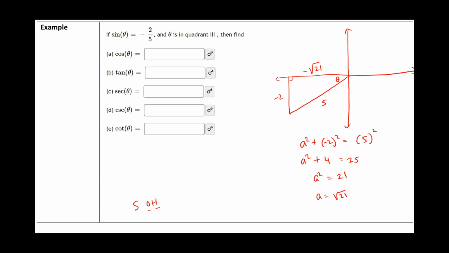So knowing this, cosine of theta is going to be adjacent over hypotenuse, that's negative radical 21 over 5. Tangent is opposite over adjacent. So for theta, I'm going to label these. The opposite is going to be negative 2. The adjacent side is connected to theta, and the hypotenuse is across from the right angle. So opposite over adjacent is going to be negative 2 over negative radical 21. But remember, you have to rationalize this. So a quick refresher on rationalizing. If you have negative 2 over negative radical 21, negative over negative is positive. And then to rationalize this, you have to multiply both the denominator and numerator by radical 21. So we get 2 radical 21 over 21.